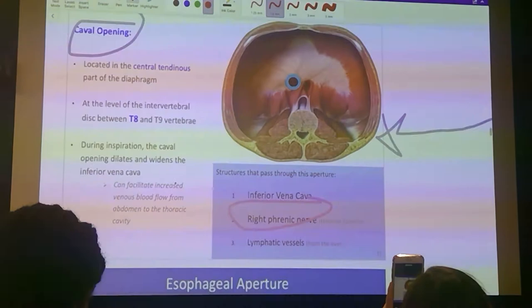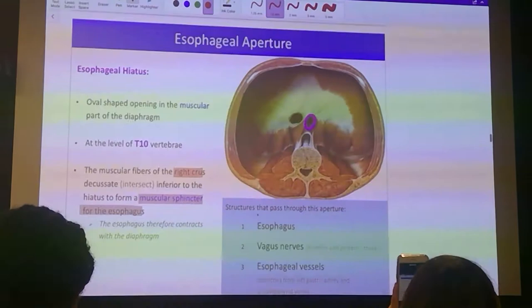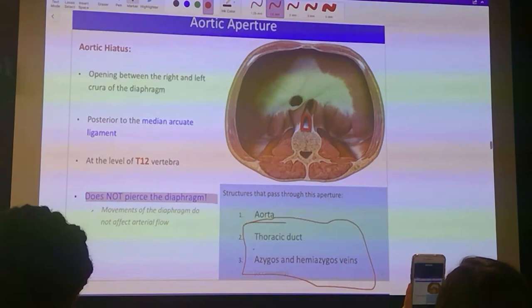And then just know the associations. Just know the blood vessels that also run along with each structure. So your IVC runs with your right phrenic nerve. The esophagus runs with your vagus nerve. And the aorta runs with your thoracic duct and azygos vein.